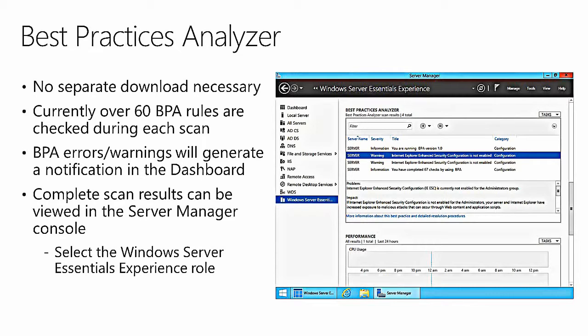So if there are errors or warnings that the BPA comes across, then of course those are going to generate alerts that you'll see then in the dashboard. So it's not necessary to come to the Server Manager console separately in order to find out the results of the BPA, but you can hone in on specific details of each alert by coming to the Server Manager console and seeing those. And again, this is going to give you information about the alert, so not just the fact that there was one, but actually give you some guidance and some links on how to address the issue.